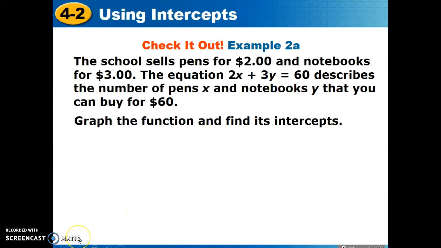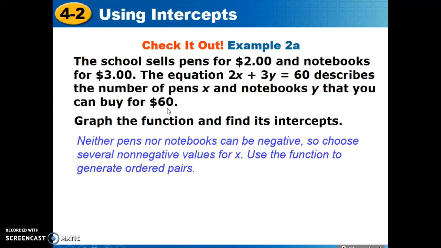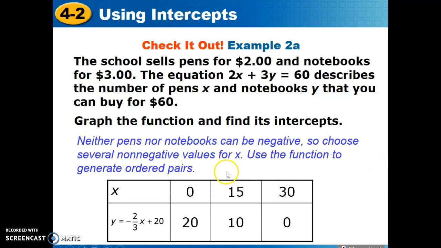It says the school sells pens for $2 and notebooks for $3. Our equation, 2x + 3y = 60, describes the number of pens and notebooks that you can buy for $60. Graph the function and find the intercepts. Once again, we have to stop and think, do negative pens or notebooks make any sense? No. So we choose only positive values for x.